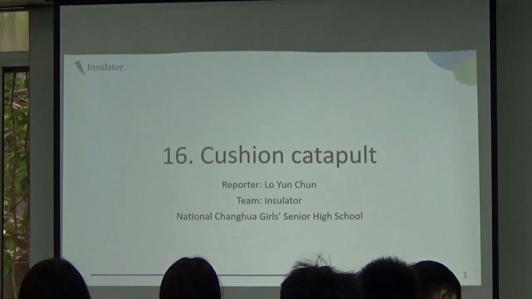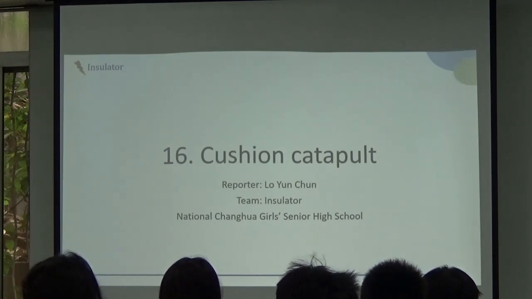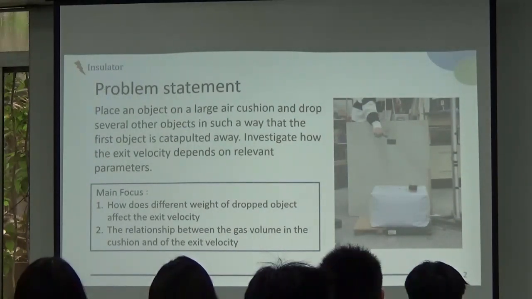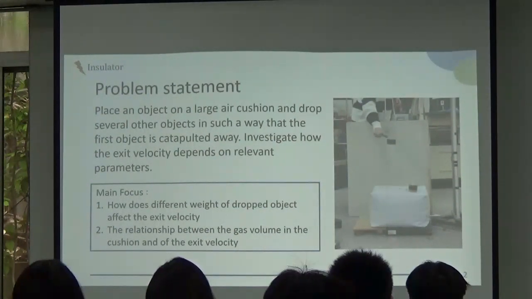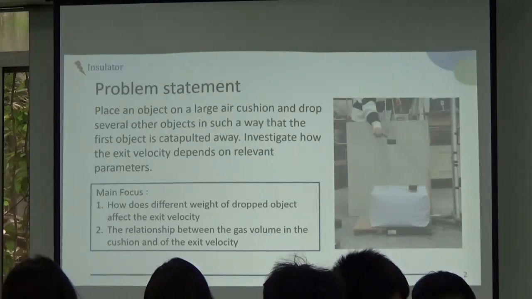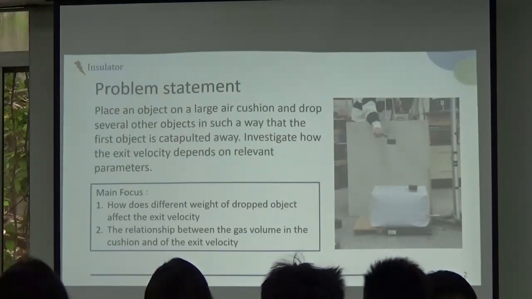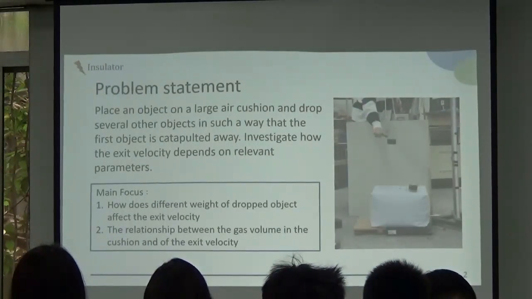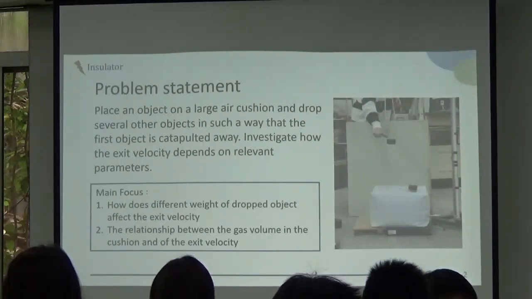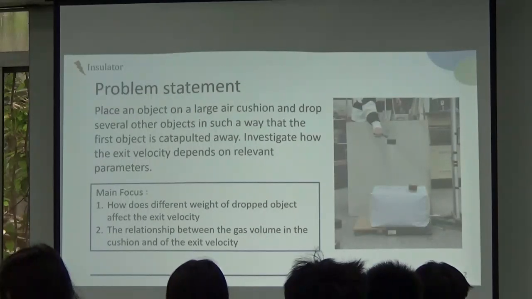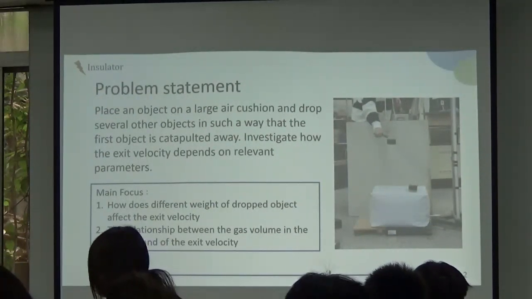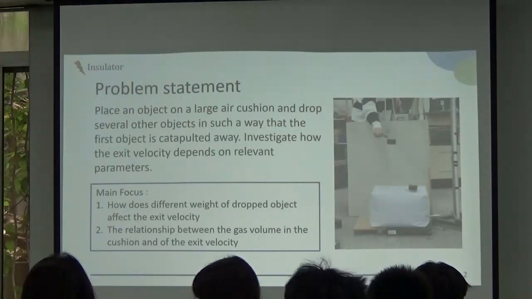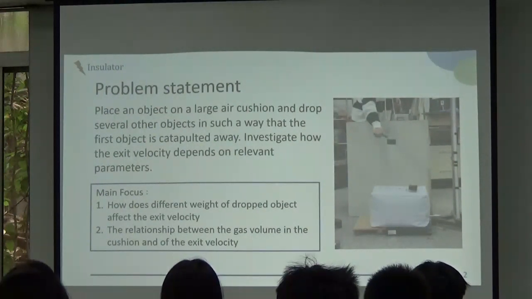The topic of my report today is problem number 16, total travel. In the problem statement, place an object on a large air cushion and drop several other objects in such a way that the first object is thrown away. Investigate how the velocity depends on the parameters. In experiments, the method focuses on how the different rates of dropped objects affect the velocity, and the relationship between the gas volume in the cushion and its velocity.